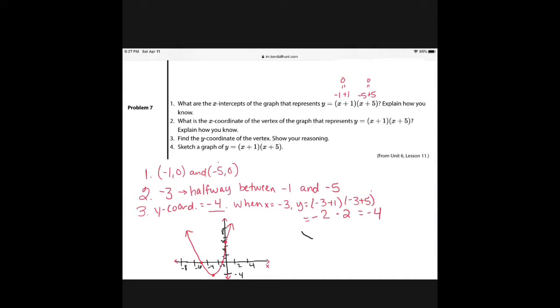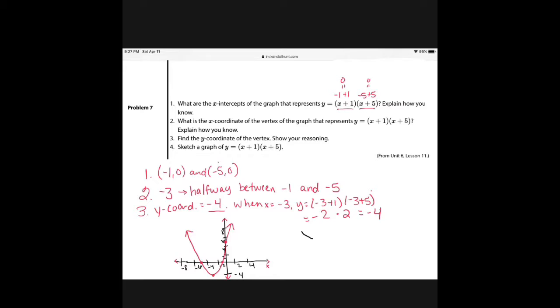Okay, looking at number 7. Number 1, what are the x-intercepts of the graph that represents y equals x plus 1 times x plus 5? That would be -1, 0 and -5, 0, because if you set both of these equal to 0, or if you just find out which one will give you 0, you get -1 and -5. Number 2, what is the x-coordinate? That would be -3, because that is halfway between -1 and -5.